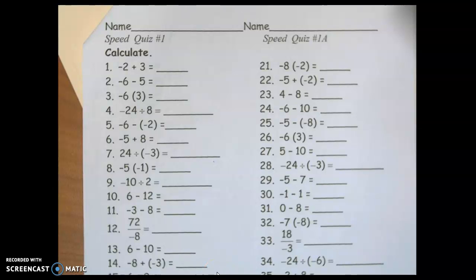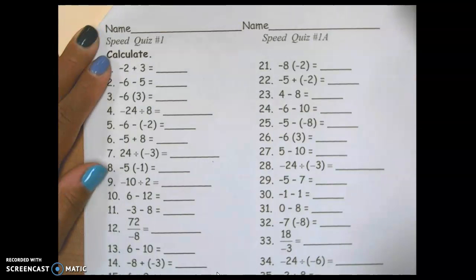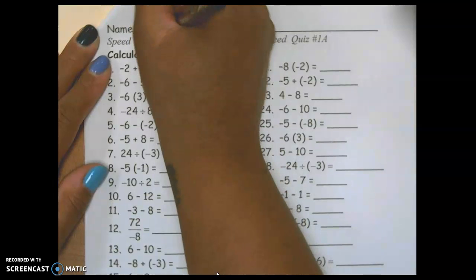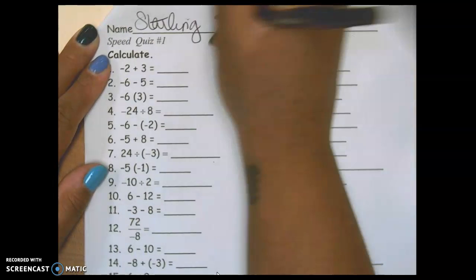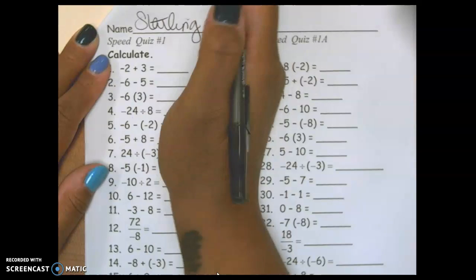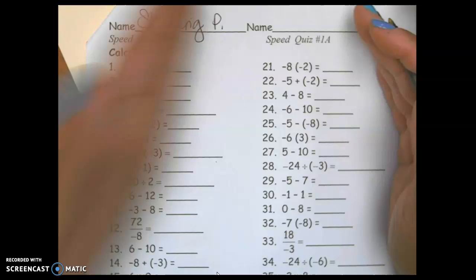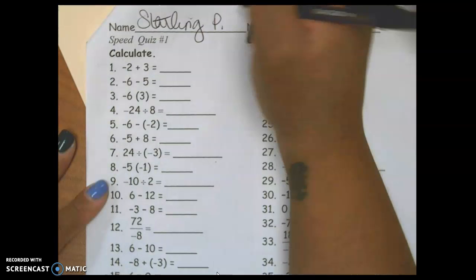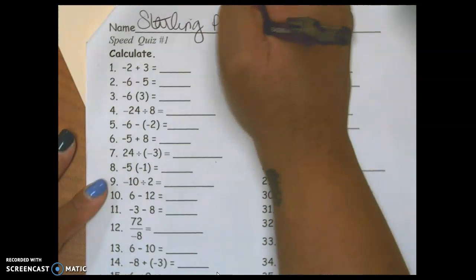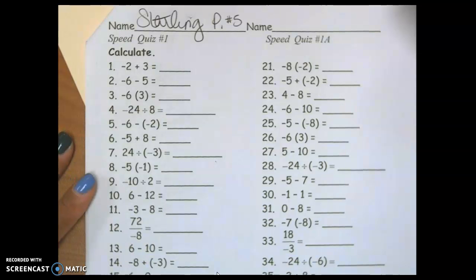Okay, now we're looking at your speed test. Your name, day, and period should be on your paper already. It says name because it's technically supposed to be cut in half, and we do 20 one day and 20 another. But we're going to do all 40 today. Oh, it sounds like you guys want 40 more.